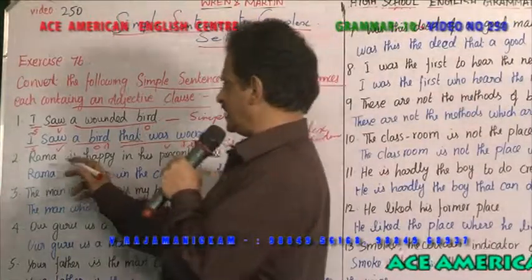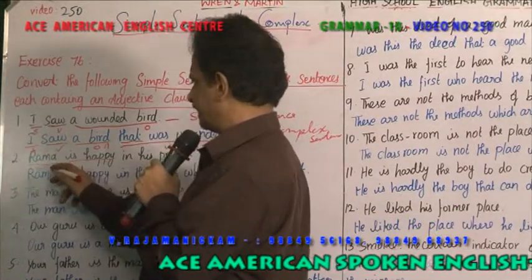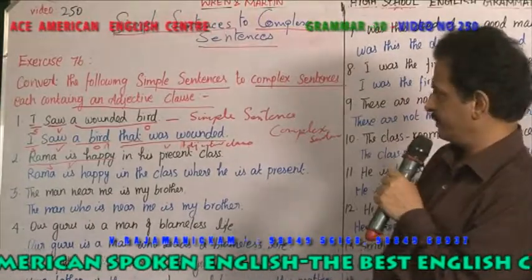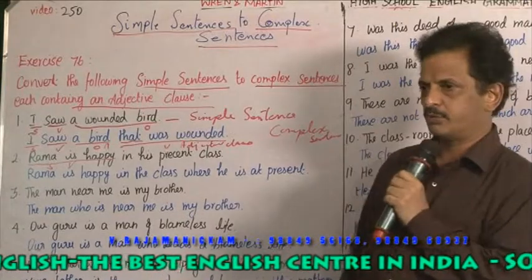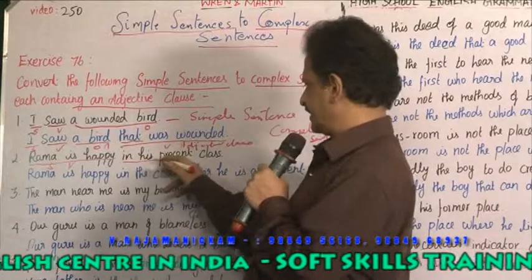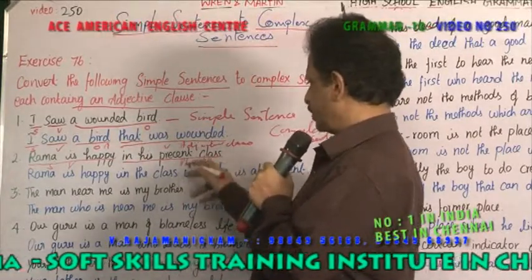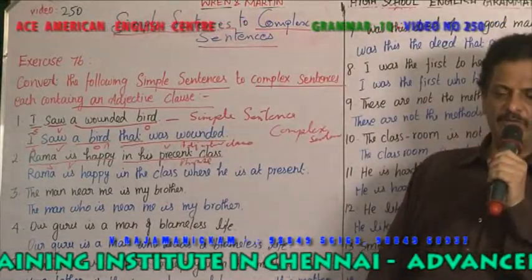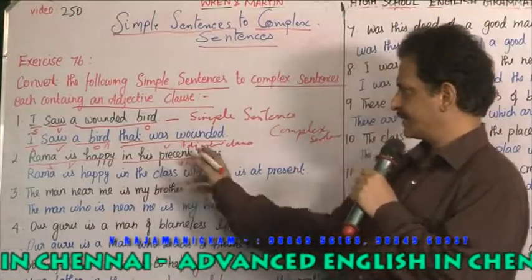Next is, Rama is happy in his present class. Rama is the subject. Is is a verb. Right? You agree? Is is the only verb. In his present class means maybe he is in 11th standard or 12th standard. He is very happy. So, in his present class is a phrase. There is no verb there. So, you have to change this phrase into a sentence where you have a verb, and that should describe the class.